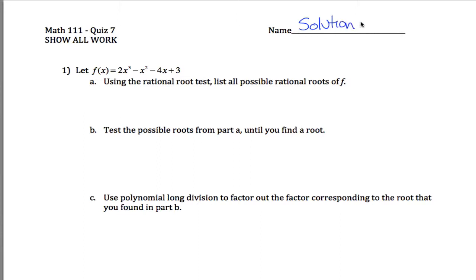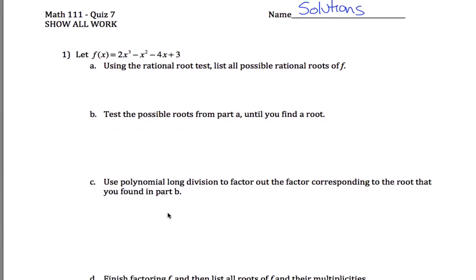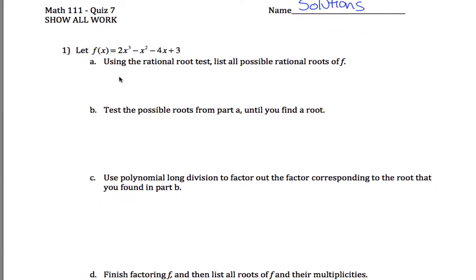All right, here are quiz 7 solutions for Math 111. Given a polynomial, asked what are all the possible rational roots of it. Possible rational roots are factors of the constant term divided by factors of the leading coefficient. So plus or minus 1, plus or minus 3, plus or minus 1/2, plus or minus 3/2.